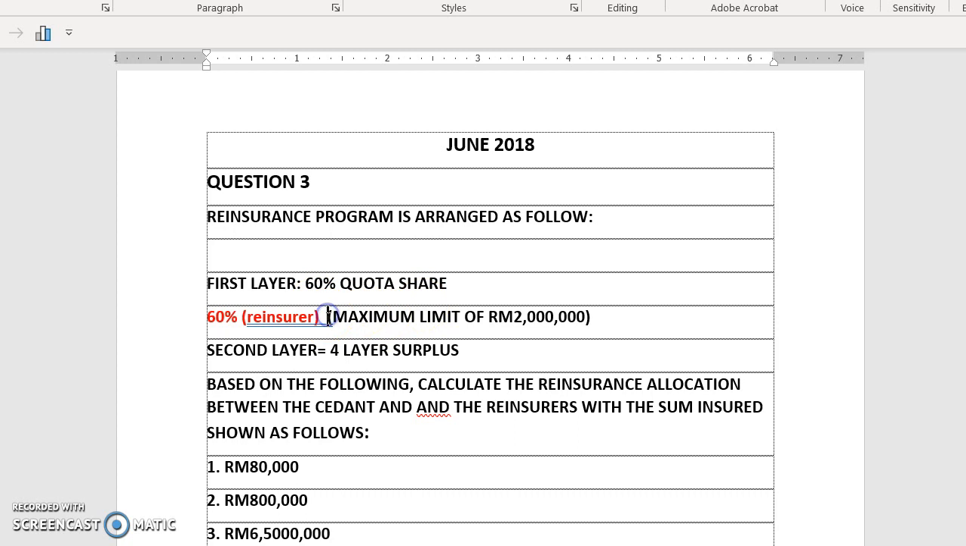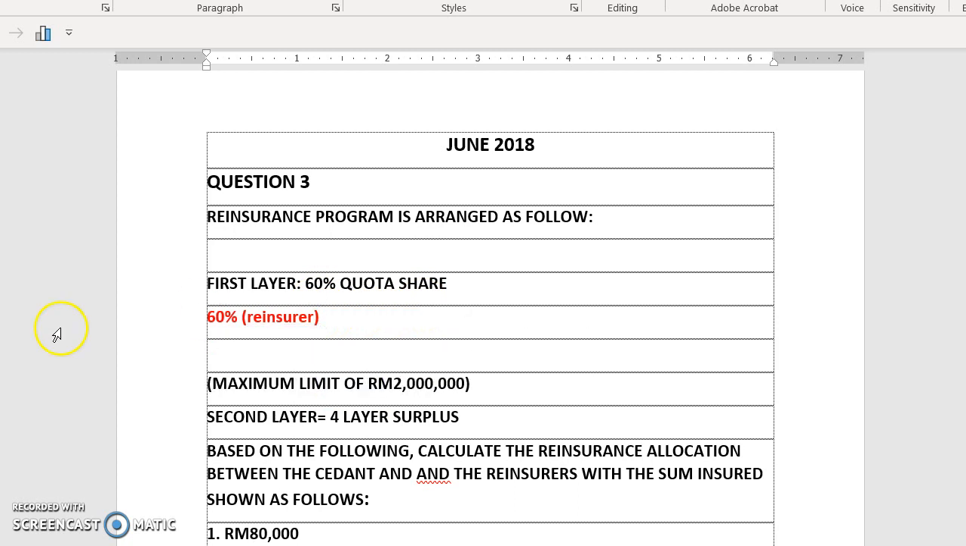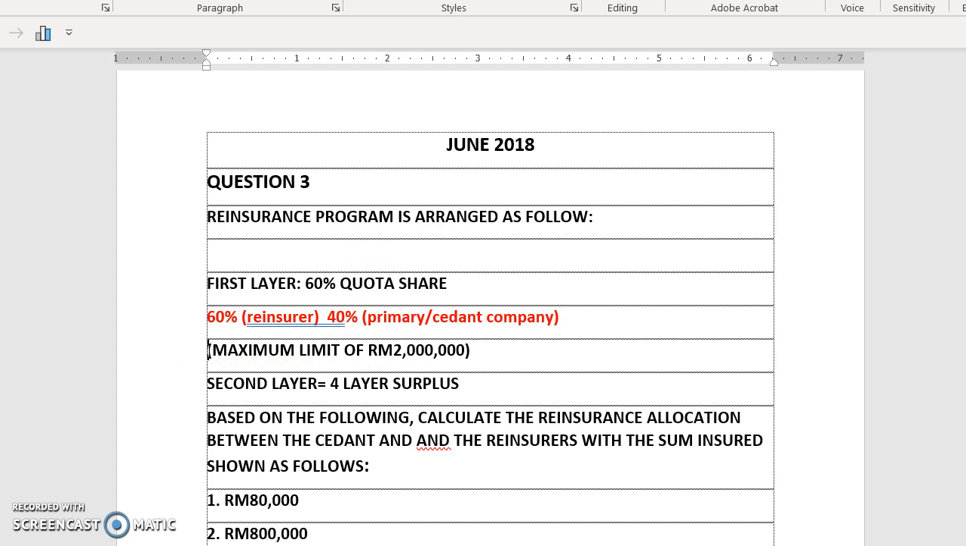So 60% will be paid by the reinsurer company, based on the quota share. So how much is the balance? The balance will be 40%, and that 40% will be paid by the primary insurer or the cedant company. As for our information, the maximum limit of loss will be 2 million.